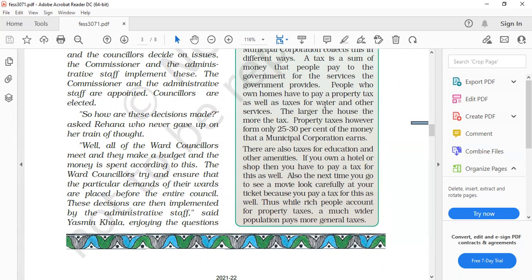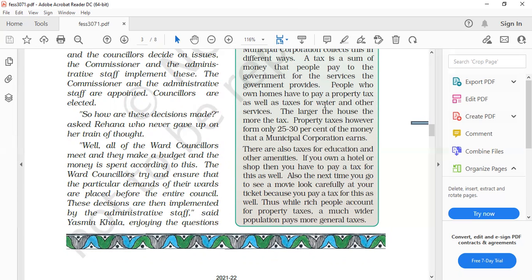Always mention examples. You don't write it like "a tax is a sum of money that people pay to the government for the services the government provides." It will not be a complete answer. A complete answer is when you give the example that people who own homes have to pay a property tax as well as taxes for water and other services. This is your complete answer for tax.